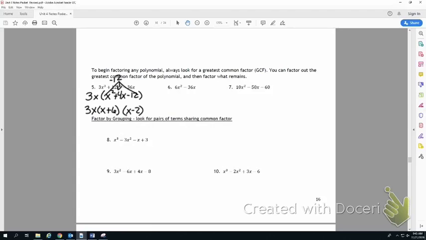Okay. Looking at number 6, Jeremiah, what would the greatest common factor be? 6. What else? 6x. And I'm left with what in there?